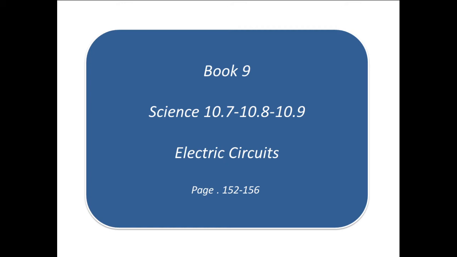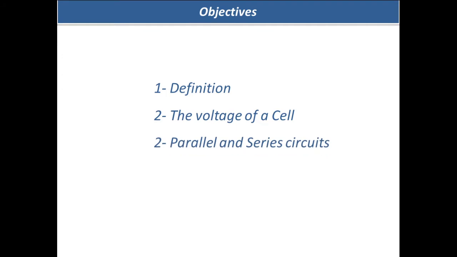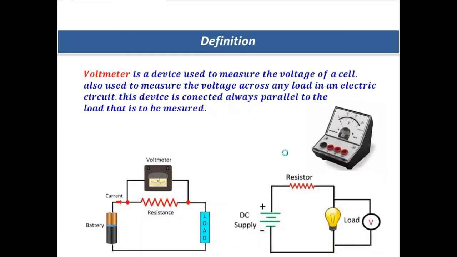Hello there students. This is the last lesson in science, unit 7.9, electric circuits. You can find this information in book 9, pages 152 to 156. Objectives: the definition of electric circuits, the voltage of a cell, and parallel and series circuits. Then I will give you a homework, the last homework.